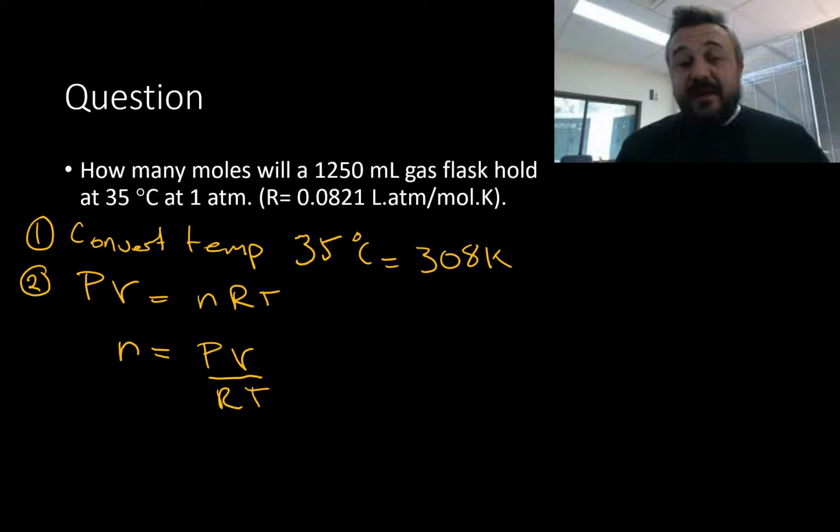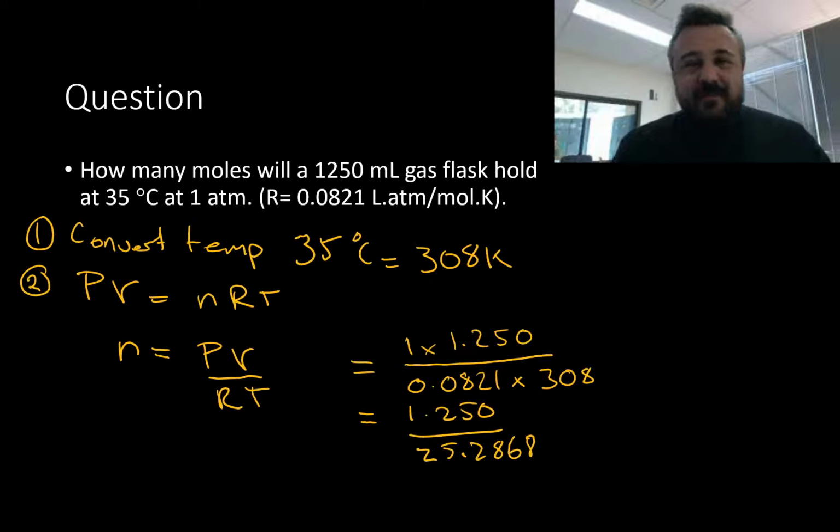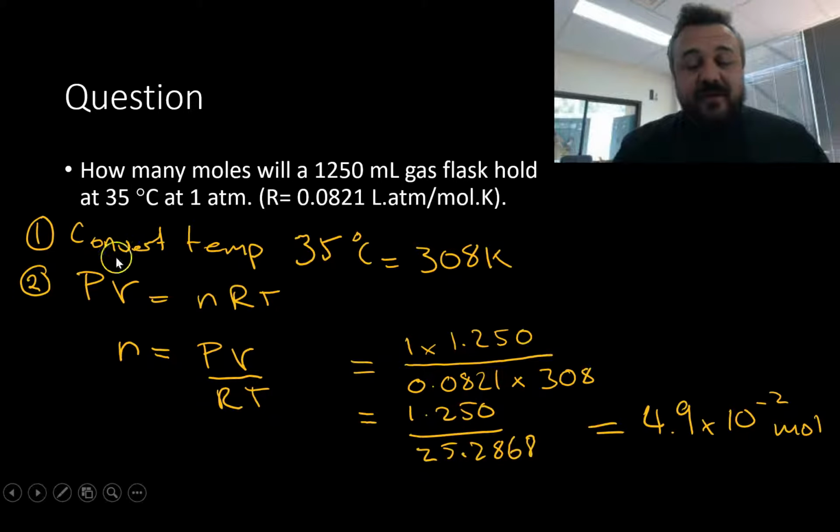So it becomes n equals PV divided by RT, which gives us 1 times 1.250, because we've converted to liters, divided by 0.0821 times 308, which then becomes 1.250 divided by 25.2868, which becomes, when we apply scientific notation and two significant figures due to the 35 degrees up here, 4.9 times 10 to the minus 2 moles.